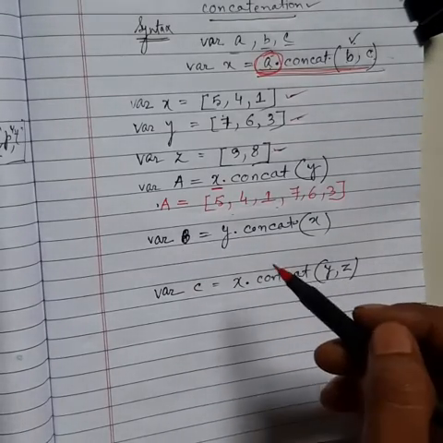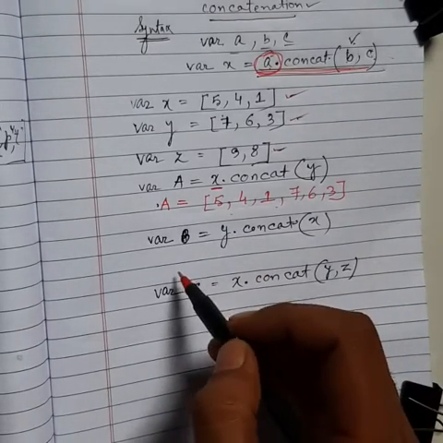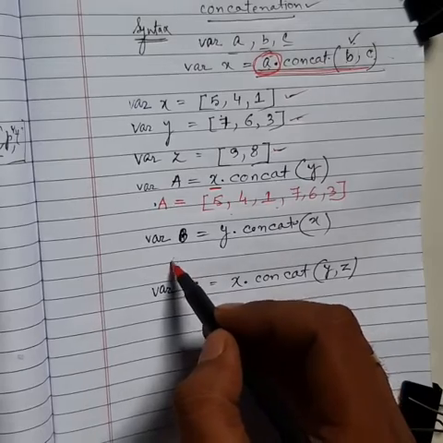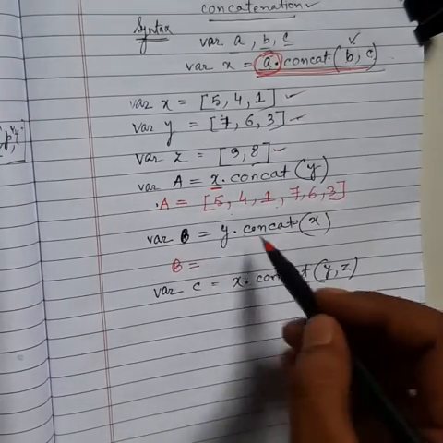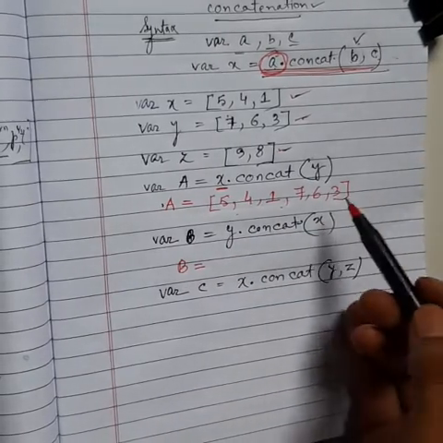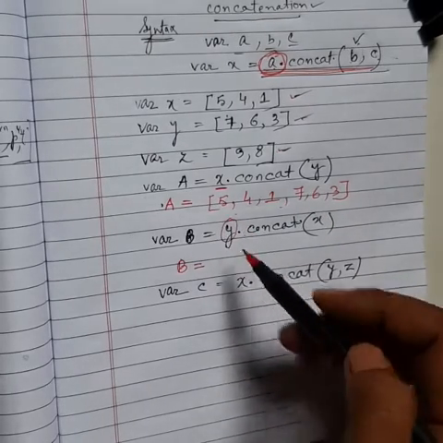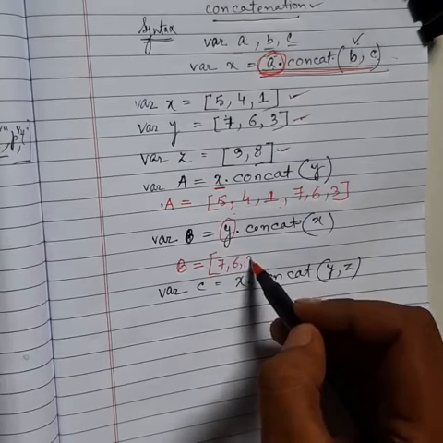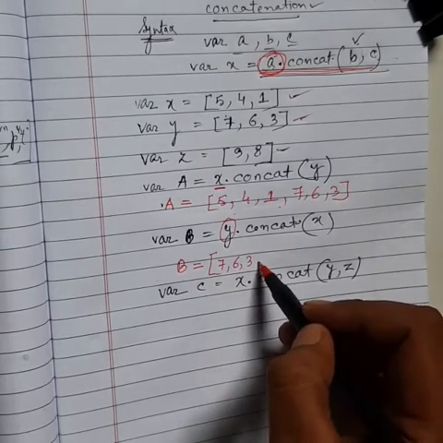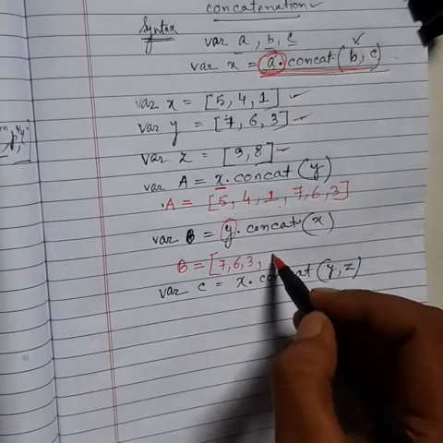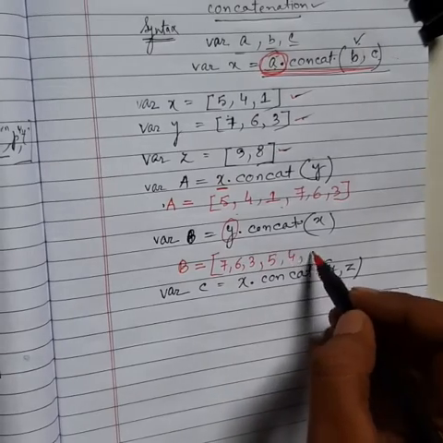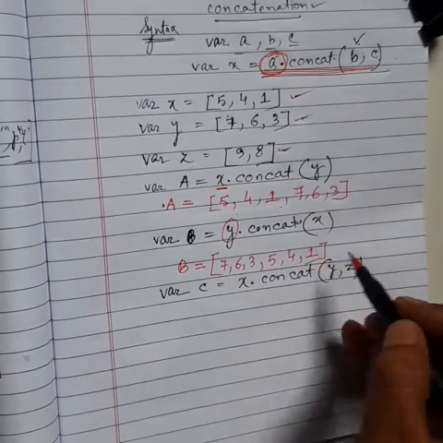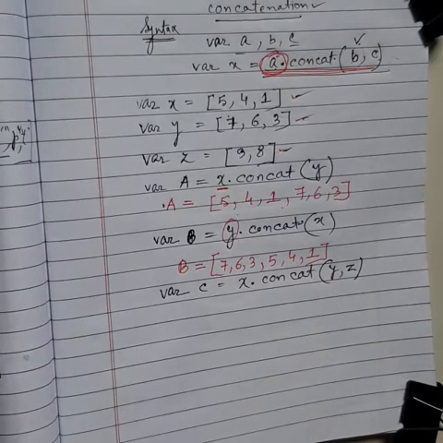Now coming to b. In case of b operation also, y dot concat x. As I told, this is the first array, so its elements will be placed first, 7 6 3, then comma, now elements of x, 5 4 1. This way the elements will be placed.